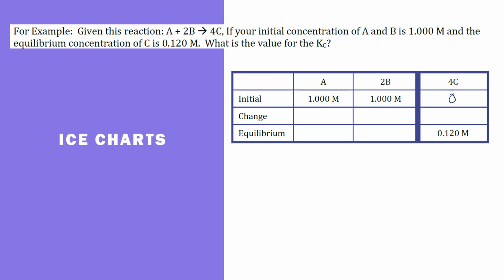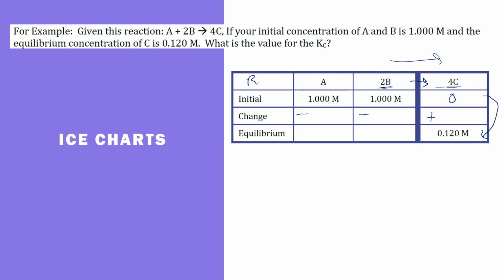Notice that they included the coefficients in the actual ICE chart. Some people call these RICE charts because you should put the reaction at the top, but I like the word ICE chart. It sounds better. Those are all the things that we know just from reading the question. We also know that in order to go from 0 for C to 0.12 concentration for C, this side must increase. So we know that the reaction must proceed in the forward direction. So the products must be increasing and the reactants must be decreasing.